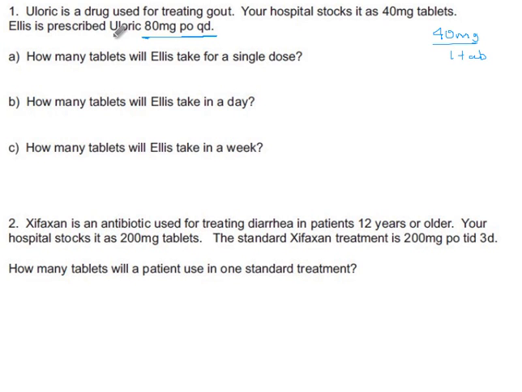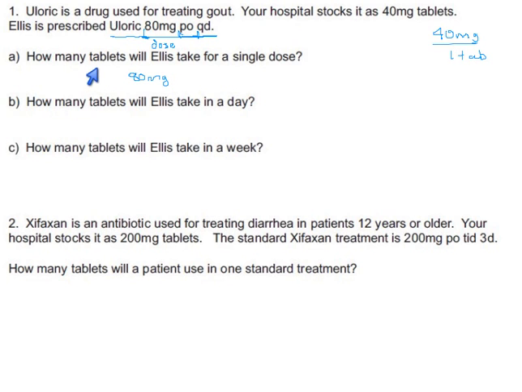What is all this? Uloric is the drug name, of course. 80 milligrams is the size of a single dose. When there's a number in this, it's basically always the dosage amount for a single dose. PO is by mouth, means eat them. QD means per day, as in once per day. So you only take this stuff one time every day. There's no multiplying by 2 or 4 or anything like that. So for a single dose, Ellis will take 80 milligrams.